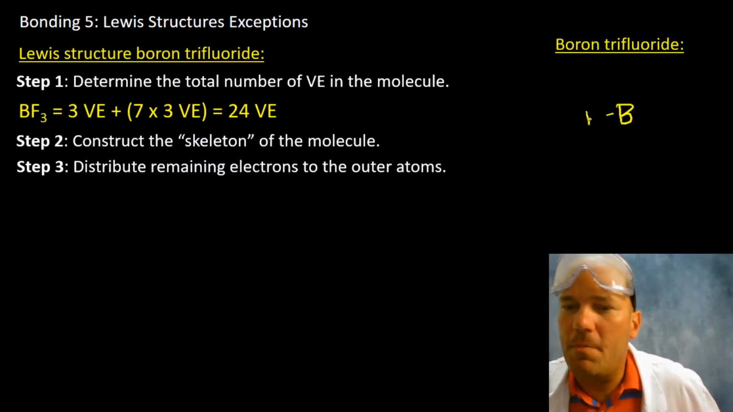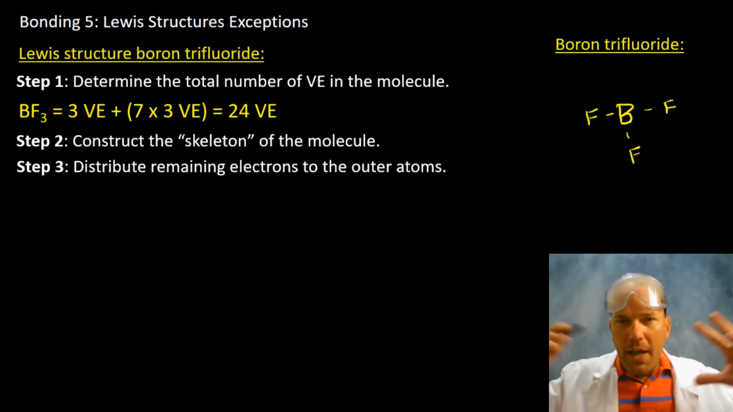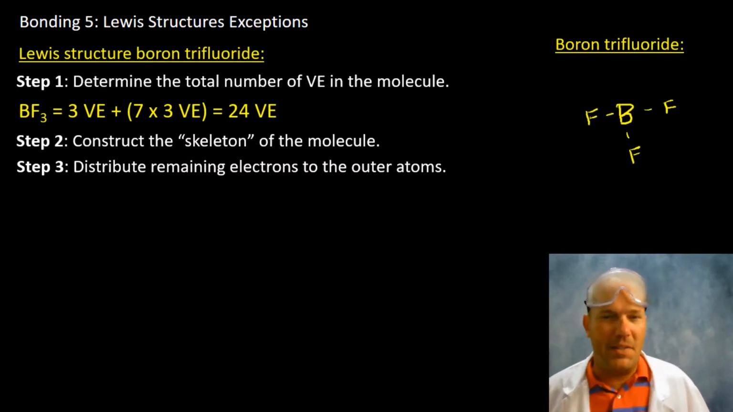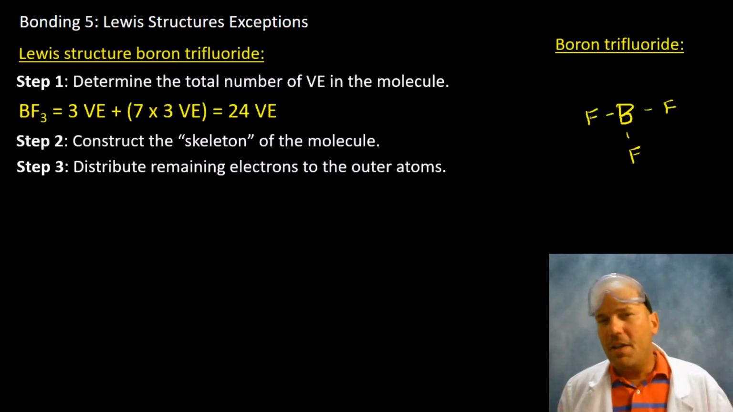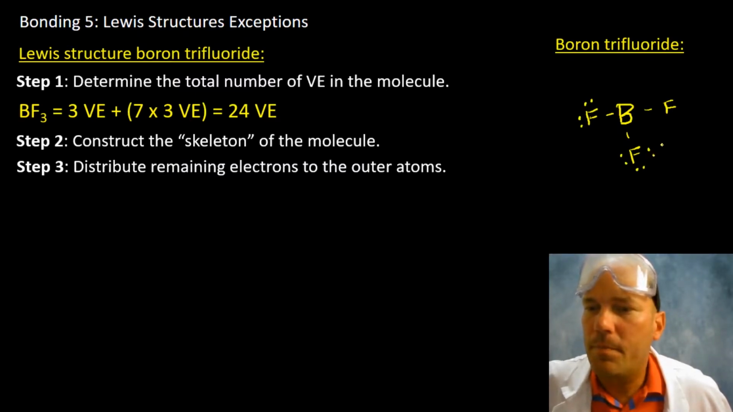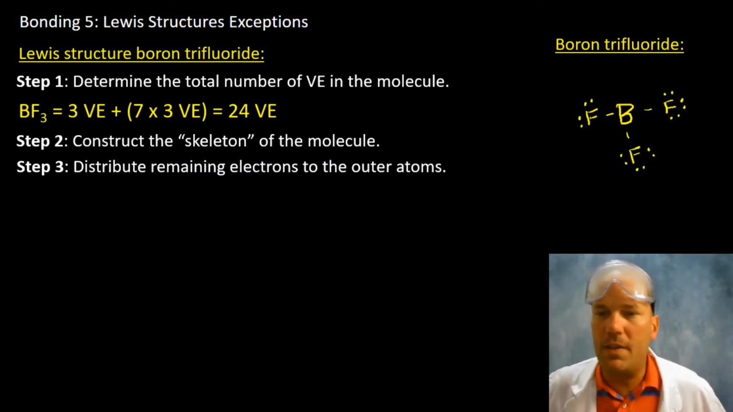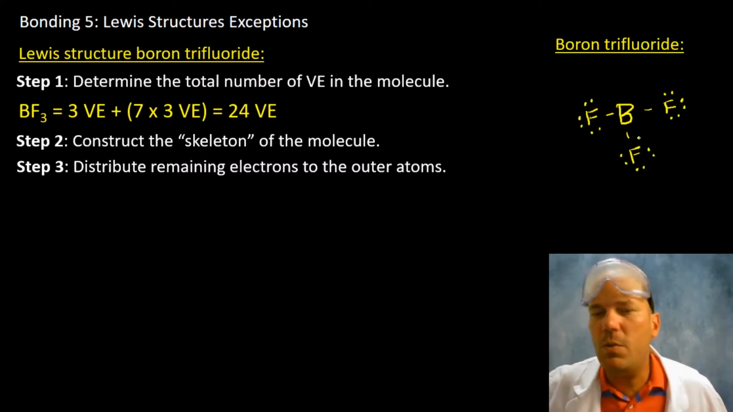So I'm going to put my most electronegative species, fluorine, coming in at a whopping 4.0 on the Pauling scale, as the outer or ligand species. So here's my skeletal structure. Next, I'm going to distribute the remaining electrons to fulfill the octet rule. Okay, now I'm going to do a check here. I'm going to count my total valence electrons: 2, 4, 6, 8, 10, 12, 14, 16, 18, 20, 22, 24.